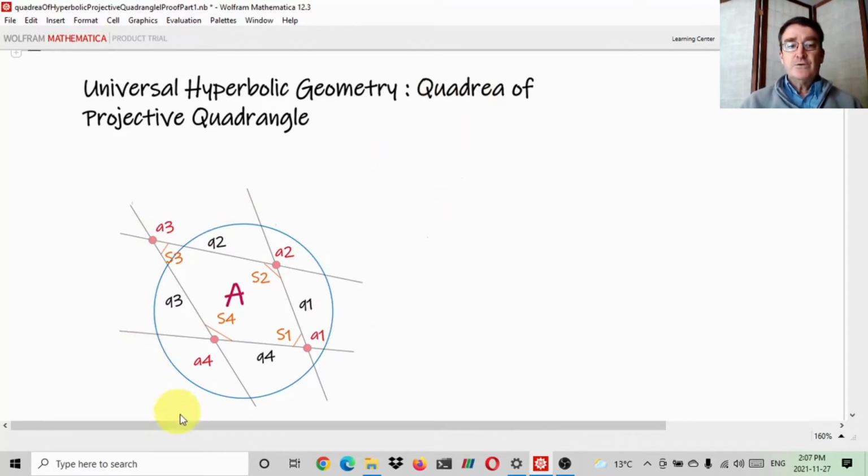Okay, so here's the setting. We're in universal hyperbolic geometry, and this is the projective plane with the null circle. Here we have four projective points, A1, A2, A3, and A4. We have quadrances between the points, Q1, Q2, Q3, Q4, and the spreads between the lines, S1, S2, S3, S4, and the quadrea of the projective quadrangle is a projectively invariant quantity.